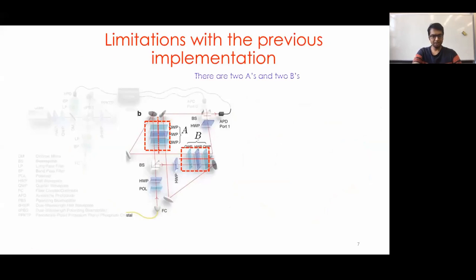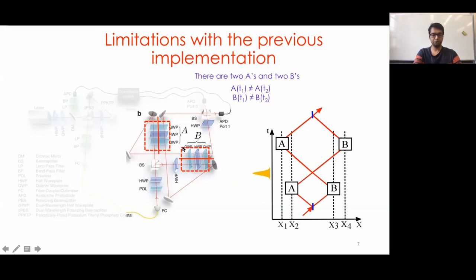First of all, you can see that in two different rounds, the photon passes through two different points of the waveplates, which means these operations A and B could in principle be spatially distinguished. Also, it is possible to have a scenario where by the time the photon goes through B first and then goes through A, it is already out of its coherence length. So this means the operations A and B could be temporally distinguishable as well.